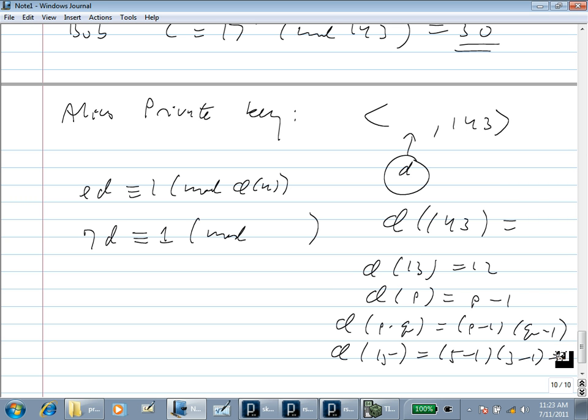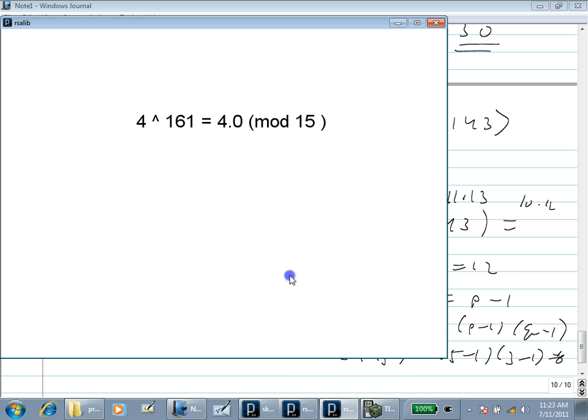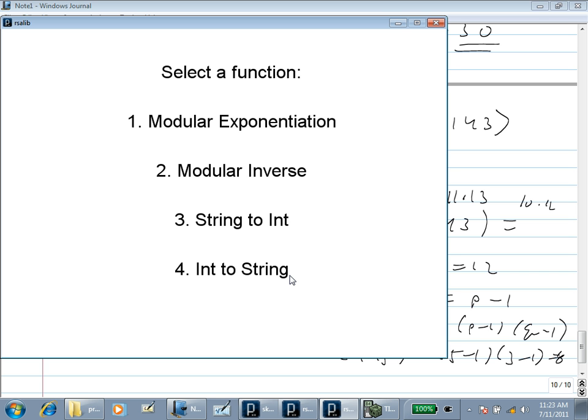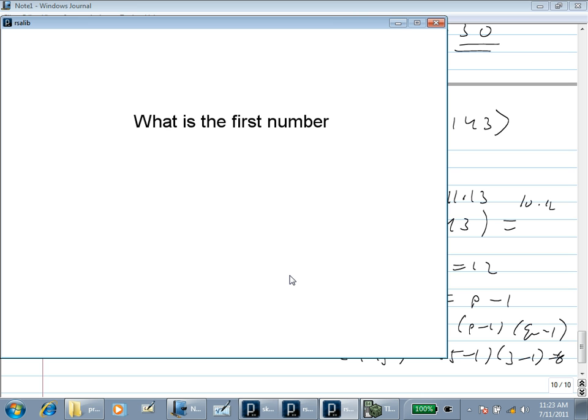So in this case, phi of 143 is 11 times 13, so it's 10 times 12, which is 120. So what Alice needs is a number that multiplied by 7 gives remainder 1 when you divide by 120. Well, that seems hard. It actually can be done by hand fairly easily, but I will also tell you that you could write a computer program that does it very fast. So it's called modular inverse. Kind of like when you multiply two numbers together, you get 1. That's an inverse.